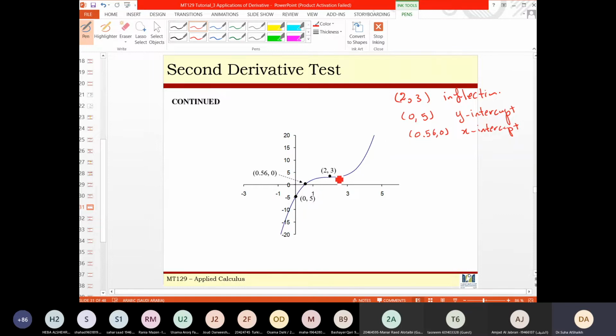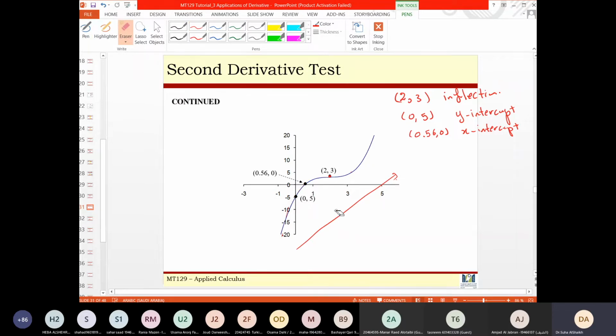You can see the function is increasing all the time, right? The function is up all the time. And you can see that before the 2, 3, it is concave down, and after the 2, 3, it is concave up. So this is how we estimate the graph of the function that we have here. Clear?